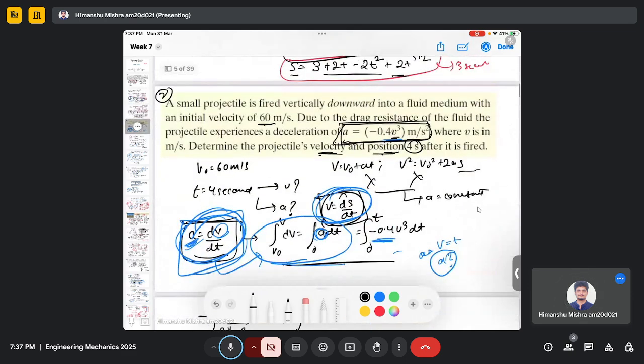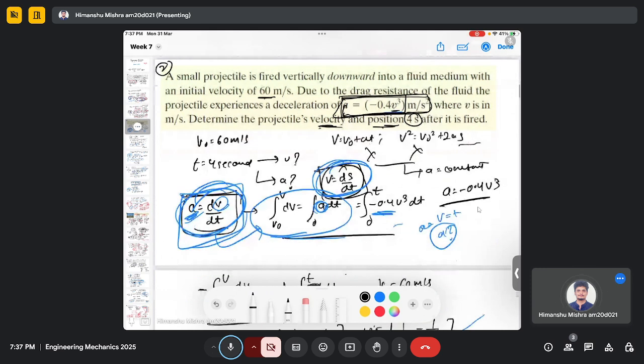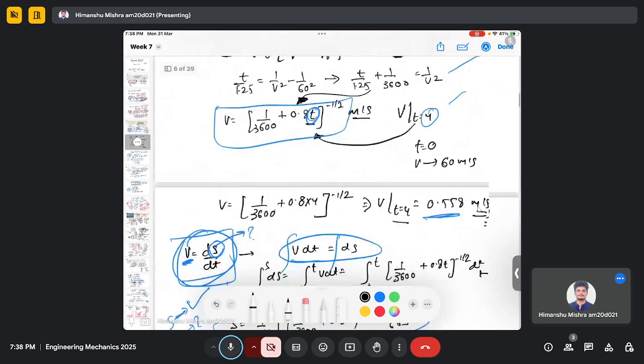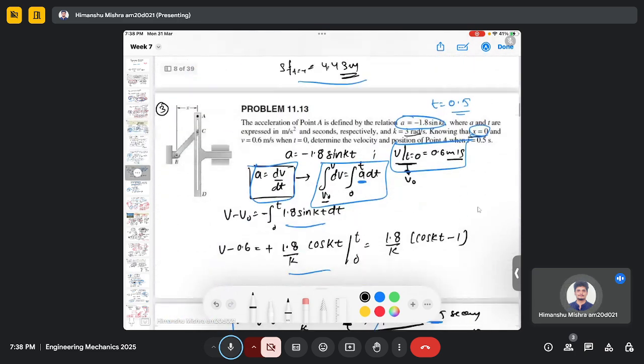Like here, the acceleration was given as a function of velocity, like acceleration was minus 0.4 v cube. So you again use the same similar concept, like those two formulas, v equal ds by dt and a equals dv by dt. By using these two formulas, you can actually get velocity and position.